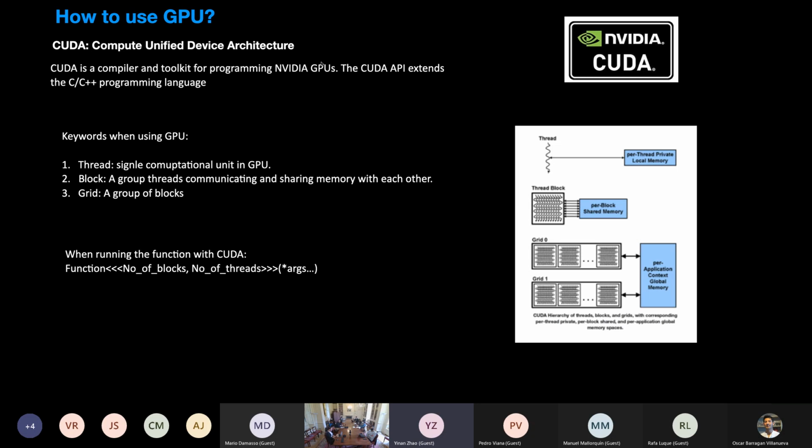Okay, so here is the typical syntax when you run your function with CUDA or GPU. You first need to define your functions and your variables. Besides that, the key part is that you need to define how many blocks and how many threads you want to use to parallelize your algorithm in the GPU.